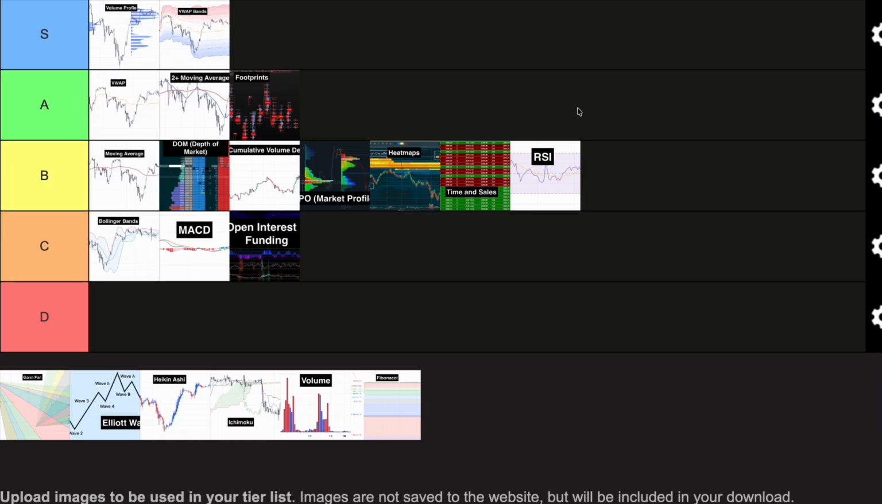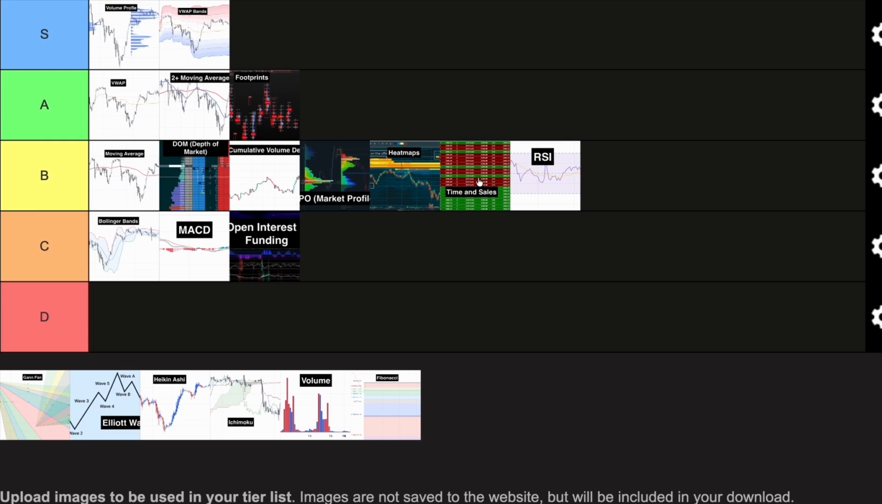So a lot of this is also based on the rankings. They're based not just on how effective the indicators are, but also on how simple they are to learn and how easy they are to use, because this is a great indicator. It's just much harder to learn than, let's say, VWAP or several moving averages.